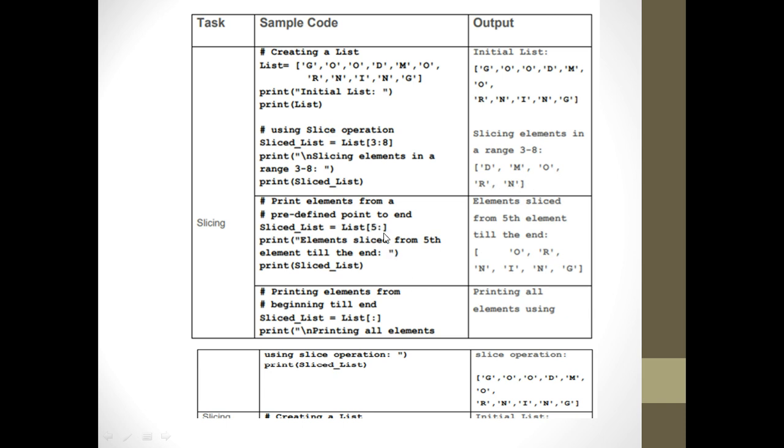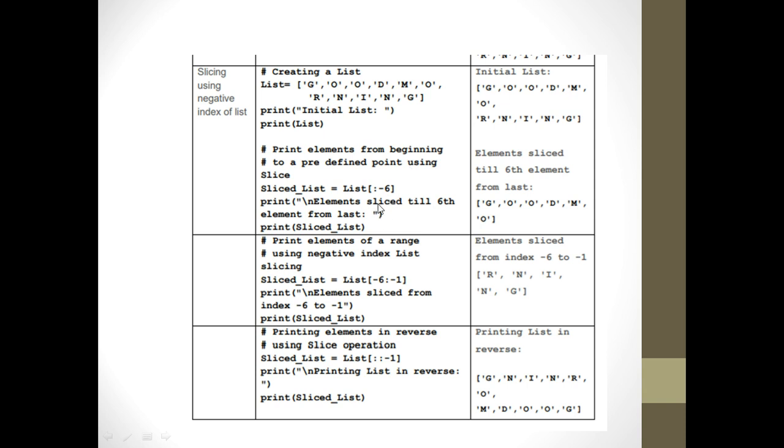If I say 5 colon, 5 colon means 5 till the end of the list. So 0, 1, 2, 3, 4, 5. 5 starts from O onwards. So ORNING is what is printed. If I say just colon, the entire list gets printed.